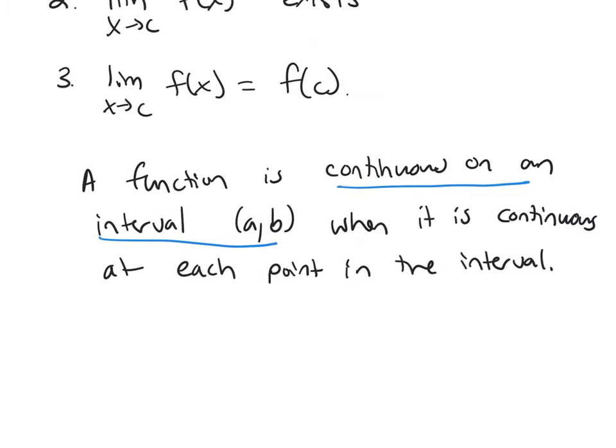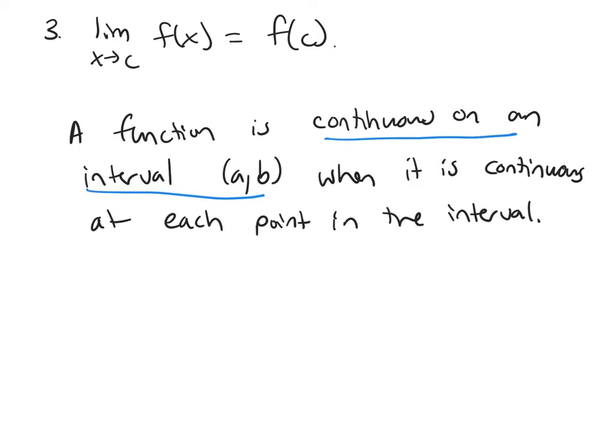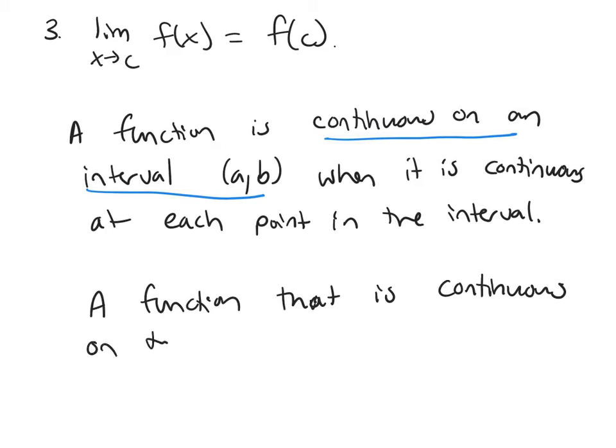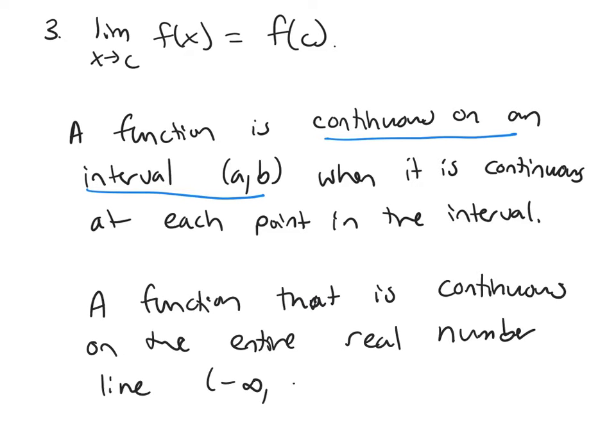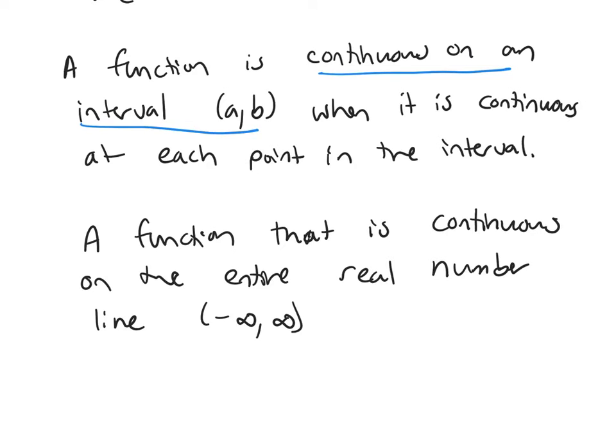And then another term that we're going to use is we're going to say a function that is continuous on the entire real number line, from negative infinity to infinity, is continuous everywhere.